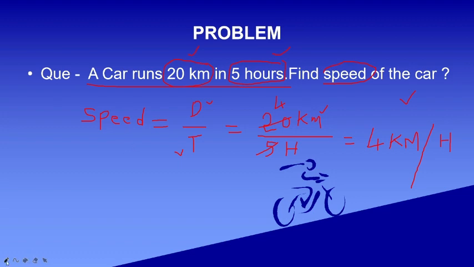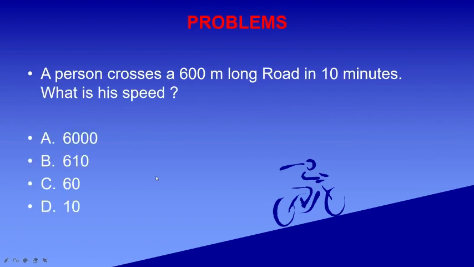Okay, so now next slide. The second question is, a person crosses a 600-meter long road. So here 600 meters is the distance, and in 10 minutes, so 10 minutes is the time taken. So what is his speed? So here we will find what is the speed of that person.